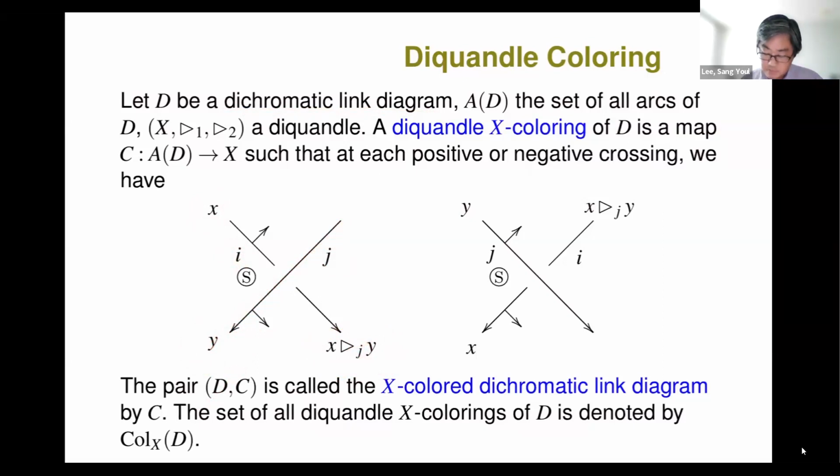In this case, the co-orientation is like this. Then this is the input and this is the output, and this color is the action color. So X acted on by Y gives this diquandle element here. Also, this j corresponds to the label of the overpass. The resulting pair (D, C) is called an X-colored dichromatic link diagram by coloring C. And the set of all such diquandle X-colorings of D is denoted by this notation.